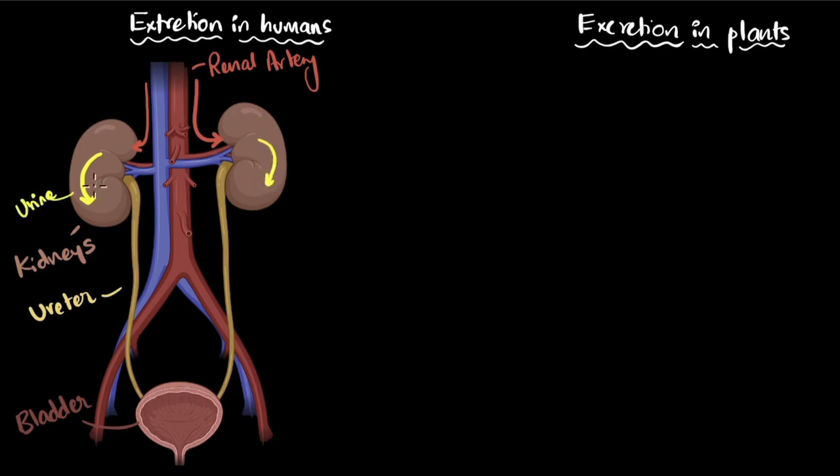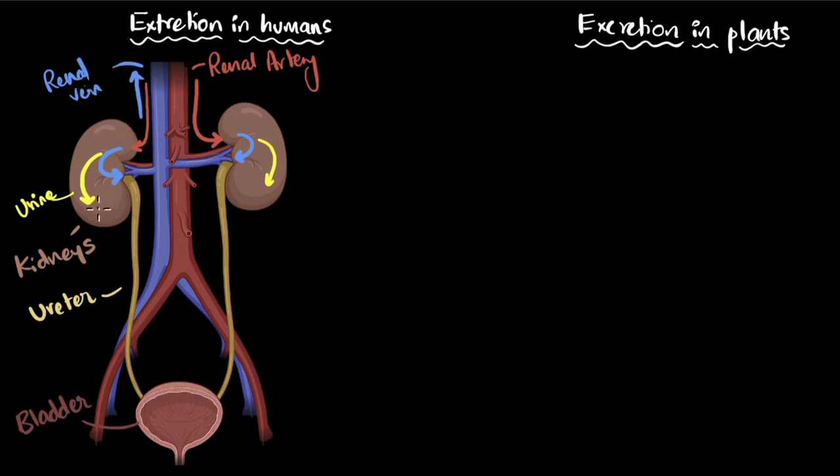But of course, the cells also use up the oxygen from that blood, and then the deoxygenated, but filtered blood now enters into the veins, and then it goes through this main vein, which we call the renal vein. From here it goes back to the heart.